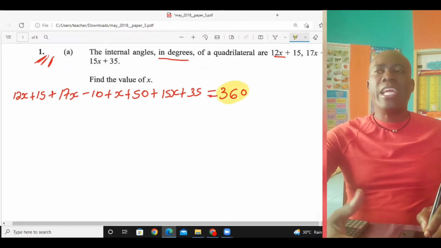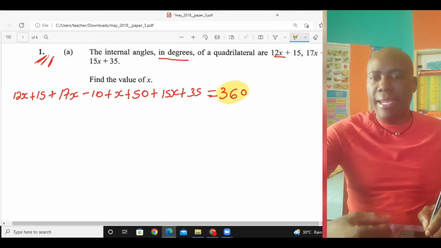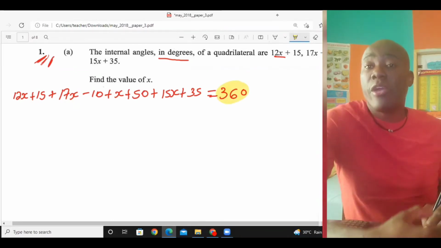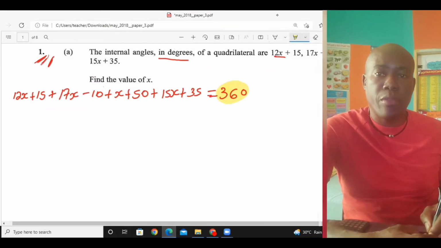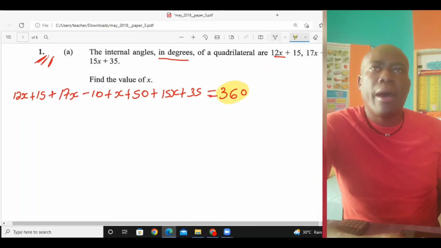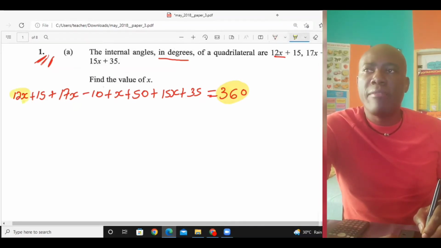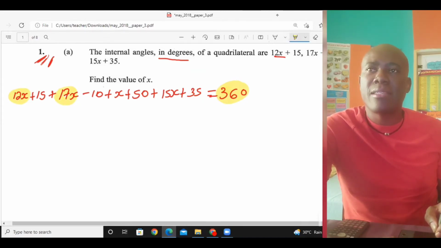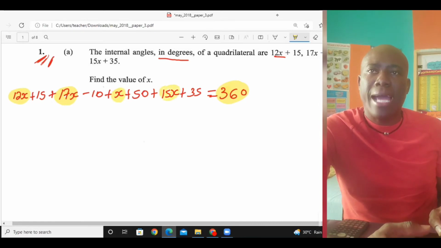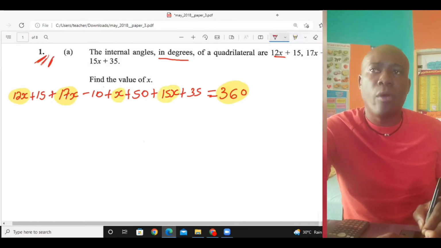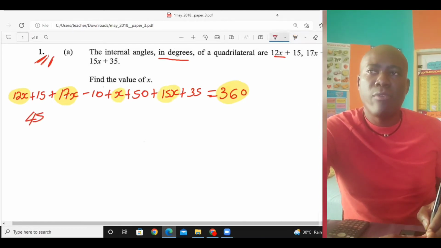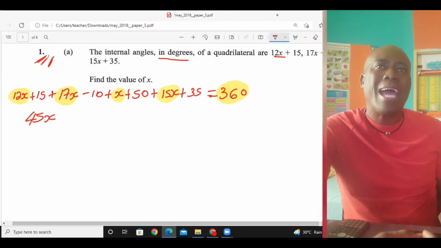What am I going to be adding now? I'm going to be putting together my like terms, right? So here are the like terms that we want to put together: 12x, so I'm going to highlight them as we go. 12x plus 17x, that's 29x, and I'm adding one more x, that's 30x, and then I'm going to add 15x, that's a total of 45x. So we have 45x.